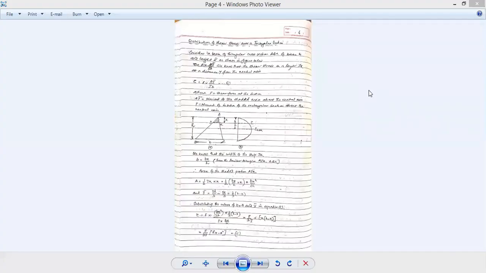Now we have calculated the distribution of shear stress of a rectangular section. Let us now calculate the shear stress in a triangular section. The process is the same. Now consider a beam of triangular cross section ABC, whose base is B and height is H.